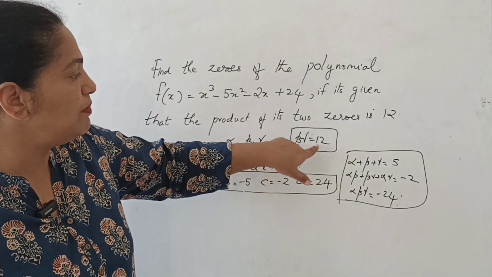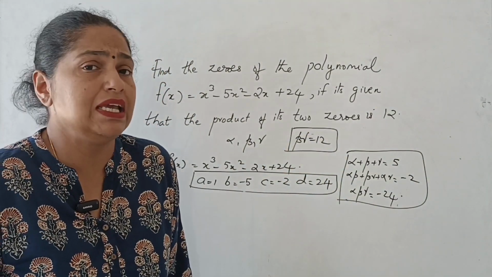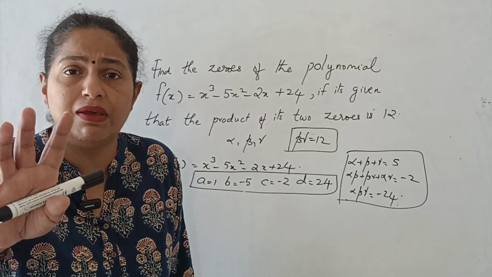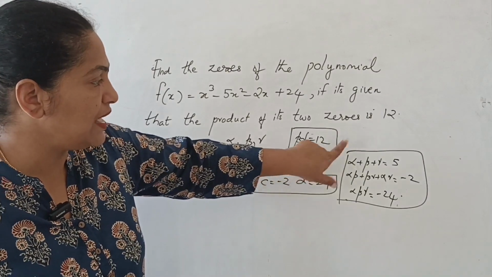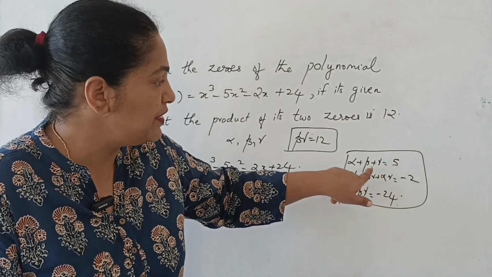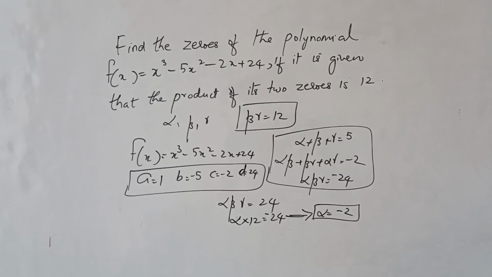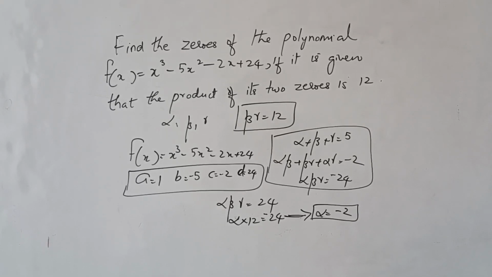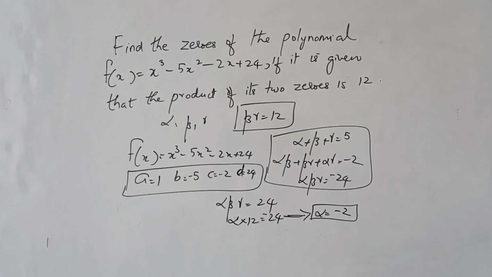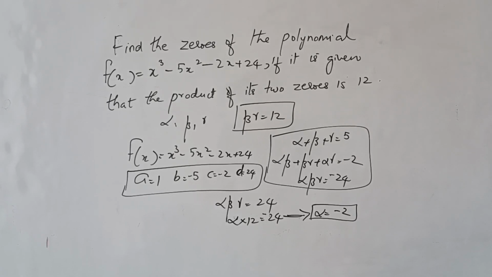What information do we have? Beta into gamma is equal to 12. You people may be taking alpha into beta is equal to 12 or alpha into gamma is equal to 12. Doesn't matter at all. So beta into gamma is 12. Can I substitute anywhere over here? In the first equation, I cannot substitute. As you can see in the third equation, where alpha beta gamma is equal to minus 24, I can substitute beta into gamma is 12. So I will get alpha into 12 is minus 24, giving the value of alpha as minus 2. So here we have obtained very easily the value of alpha being equal to minus 2.